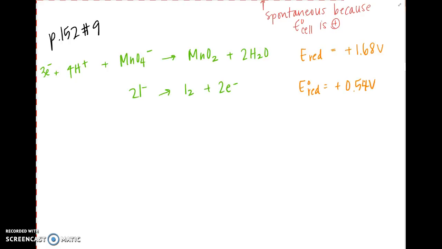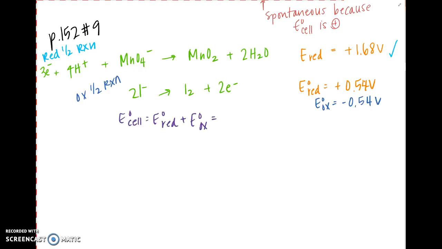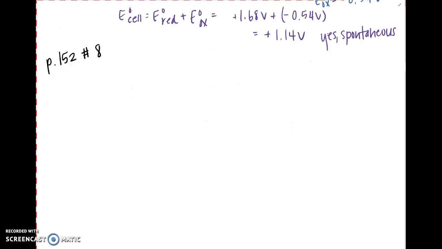So I took my 2 half reactions and I wrote down the values that I found off of the chart that had those parts in them. This one is my reduction half reaction, so I'm going to leave that number as is. This is my oxidation half reaction, so I'm going to have to flip the sign of that E value. So remember, to find E of cell, you're just going to add the 2 values together. And when you add them together, you get a positive 1.14 volts, so therefore, yes, it is going to be a spontaneous reaction. Okay, let's do one more.